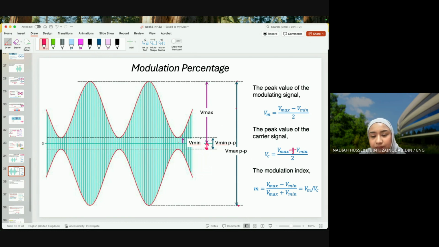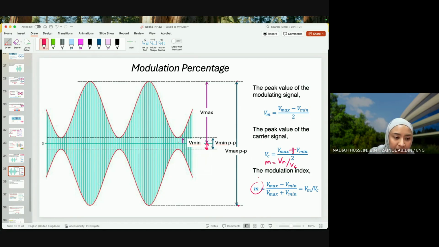How do I draw this? I don't know. Let's just memorize the equation for now. To find out M, remember the equation is Vm over Vc. So I use Vmax minus Vmin over Vmax plus Vmin, and I will get my modulation index.